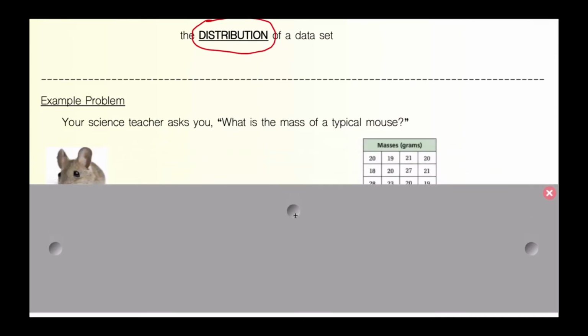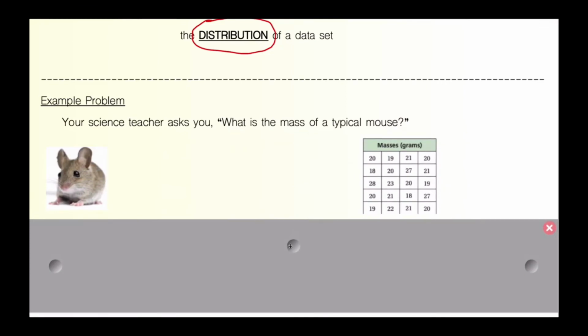So there's our cute little mousey, and you and your buds, your pals, you go and you collect some data. You get 25 different mice. You weigh them on a scale. We're going to say that you weigh them in grams. That's what my data plot says here, so their mass in grams. And 25 different mice, you record their weights, beautiful.